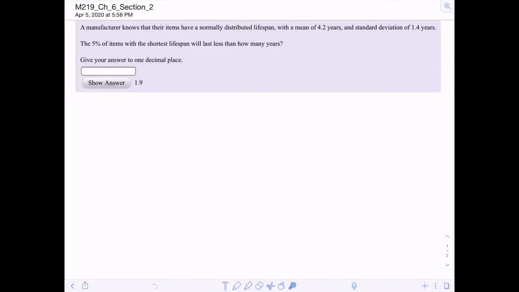In this example, we're going to determine the value given the area under a normal curve. A manufacturer knows that their items have a normally distributed lifespan with a mean of 4.2 years and a standard deviation of 1.4 years. The 5% of items with the shortest lifespan will last less than how many years? Give your answer to one decimal place.